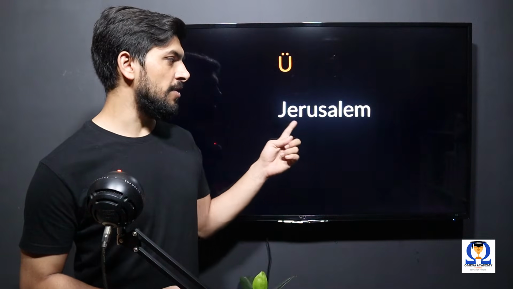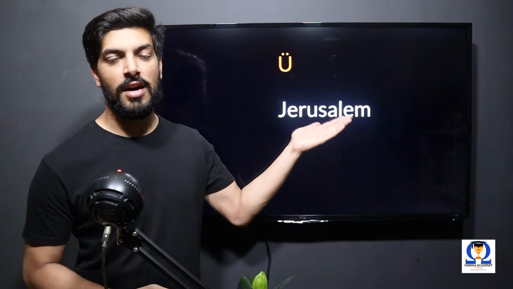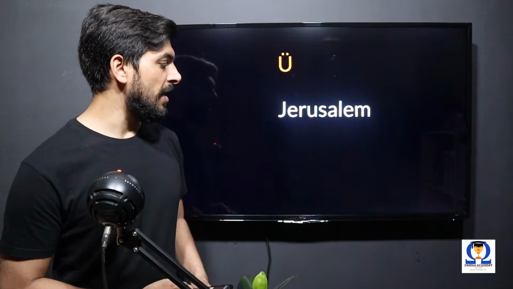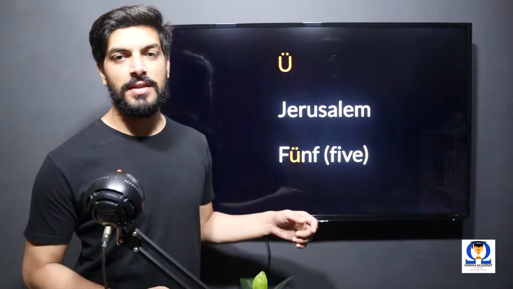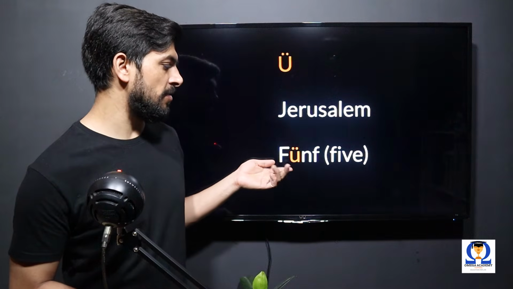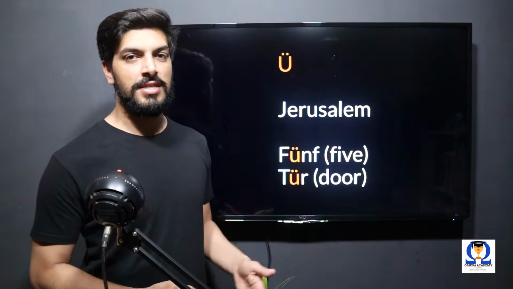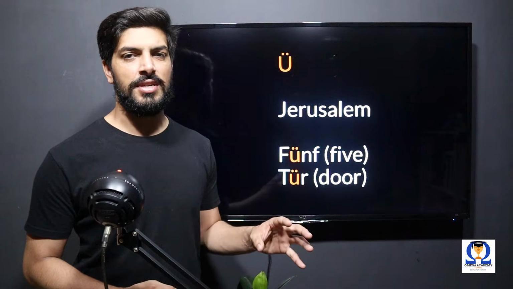So that is Jerusalem when you say "ew," right? So this is where you say this. This is how you say this character. "Ew." An example of that would be fünf. Fünf means 5 in German. So this is how it sounds. Fünf. Next example, Tür. Tür is door. So I hope you got clear about these 3 characters.